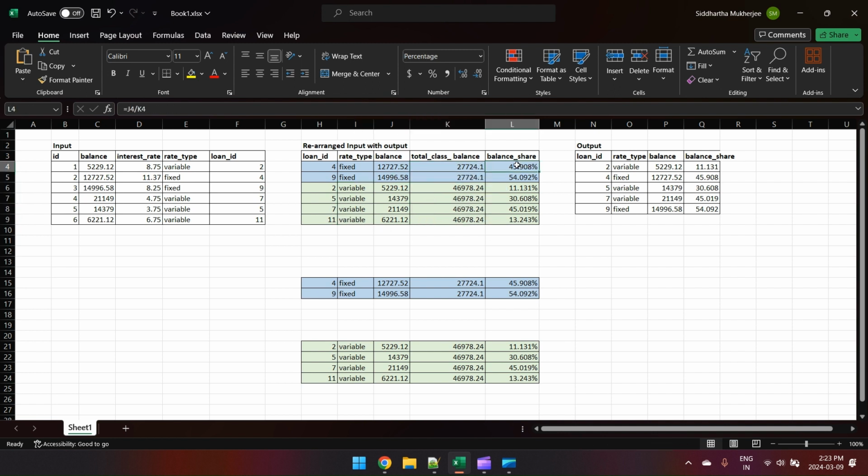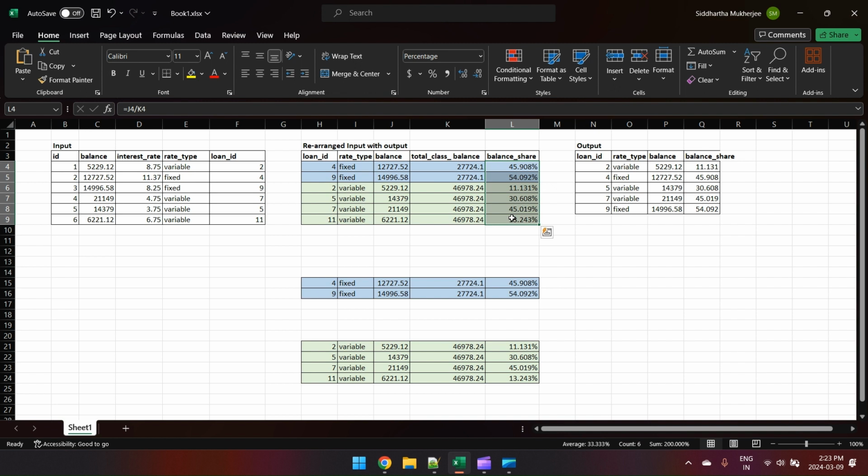And finally, deriving the balance share is very straightforward. It is the ratio of the individual balance divided by the total balance of all the loans that belong to that particular rate type. So it is basically column J divided by column K. And I have multiplied that by 100 to convert it to a percentage.